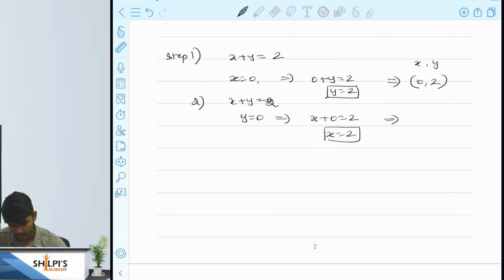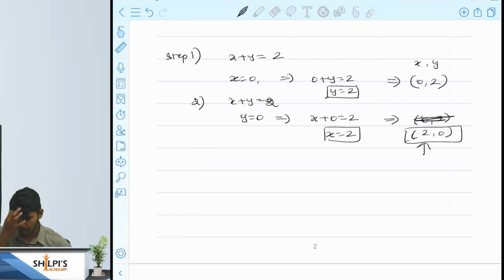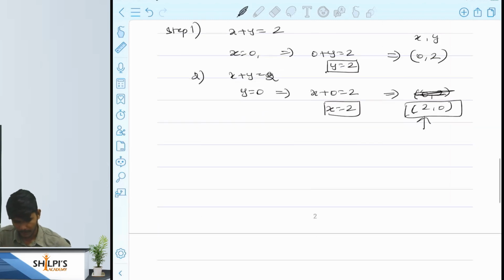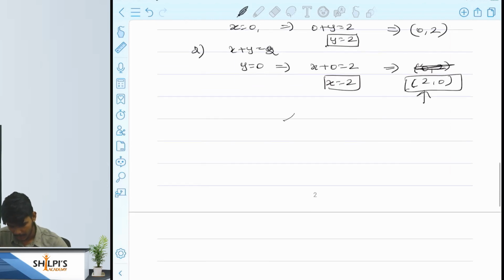In this situation, whether I will write 0 comma 2 or 2 comma 0. Why? First we want to write x, then y. So I will get the point as 2 comma 0. Okay, with this I can easily graph the given equation.